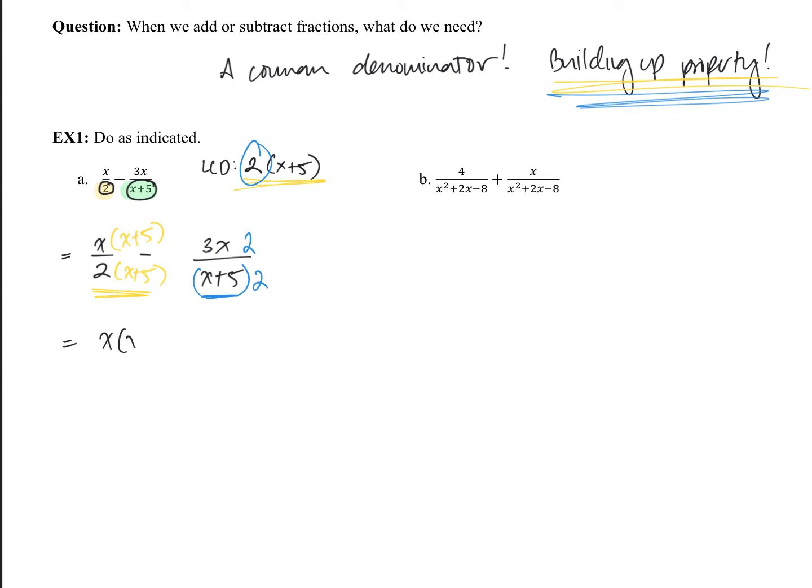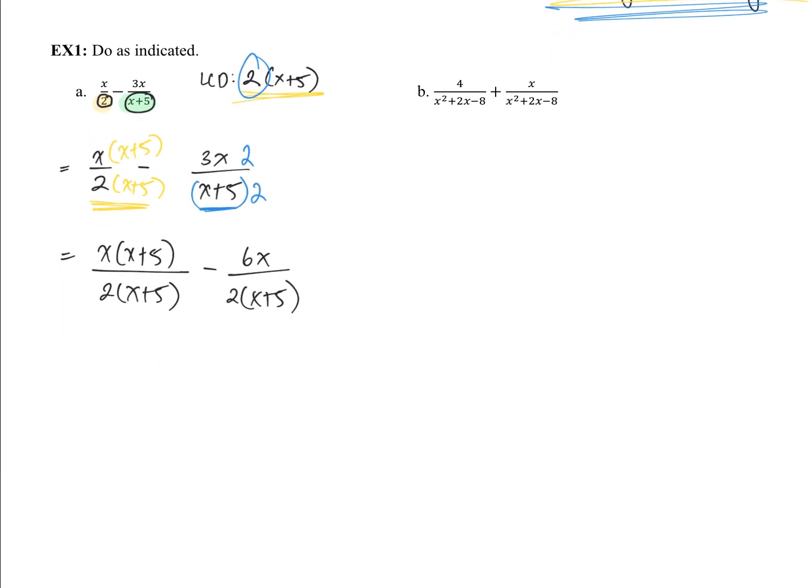And so I have x times x plus 5 over 2 times x plus 5 minus 6x over 2 times x plus 5. Aha! Now they have the same denominator. So what can I do when they have the same denominator? Well, we can finally subtract them. So we'll keep the denominator, and while I'm at it, I'll go ahead and distribute that in. So I get x squared plus 5x, and then we have minus the 6x, and in the bottom we have the 2 times x plus 5.